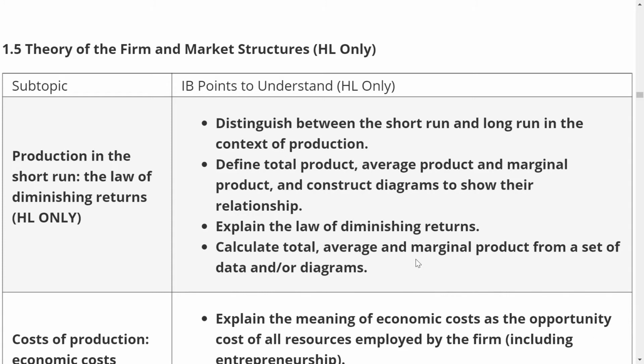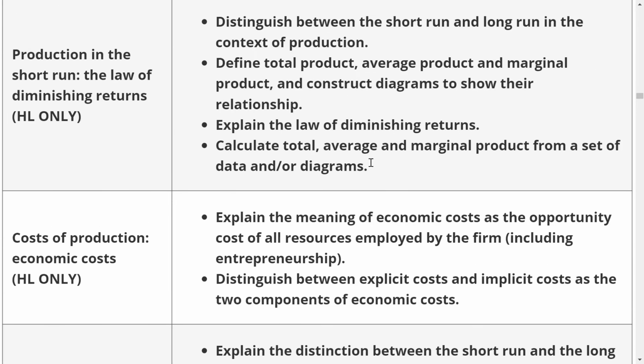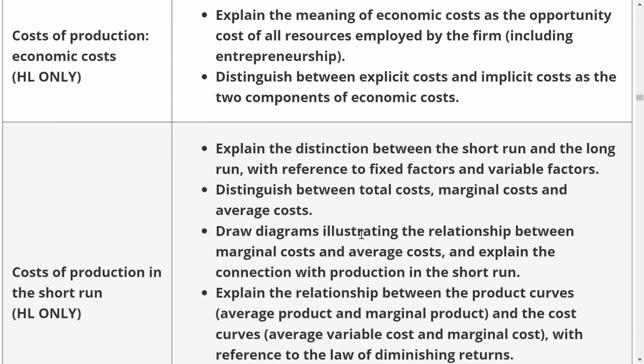Okay, the law of diminishing returns basically states that increasing a variable amount of a factor will increase the production output to a certain extent, where constant returns will occur, and then diminishing returns will occur, where productivity or output will actually decrease as additional variable factors are increased. Also, be able to calculate the total, average, and marginal products from a set of data or a diagram.